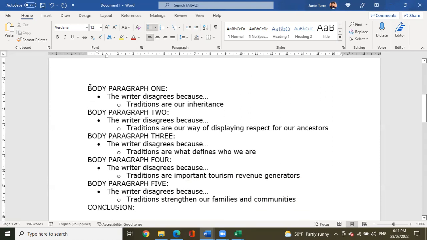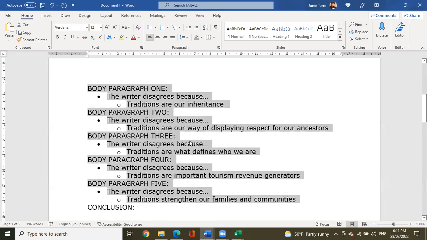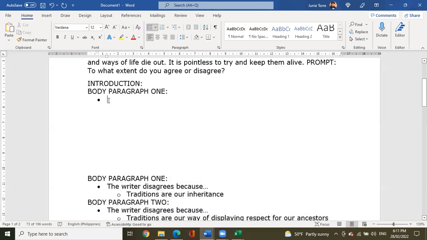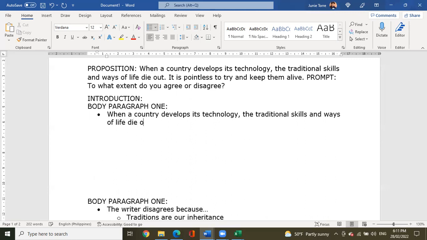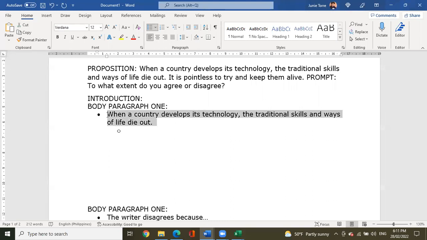Everybody, all of these arguments, yeah, they're valid, but we still do not have cardinal rule 2. So what you need to do is to inject body paragraph 1. So remember you have your intro over there? Yeah. So when a country develops its technology, so can you give examples of this? The traditional skills and ways of life die out. So there. So we'll write the essay, guys. So you just expound, expand, explain, and elaborate on that.